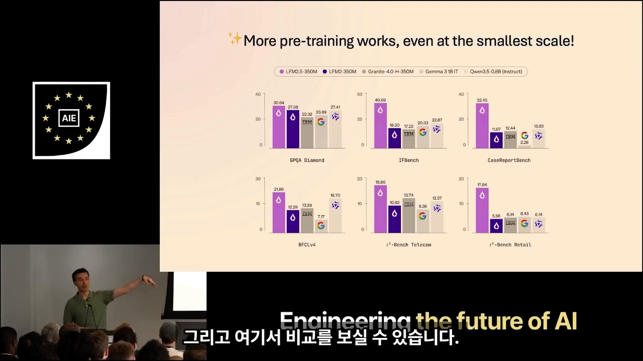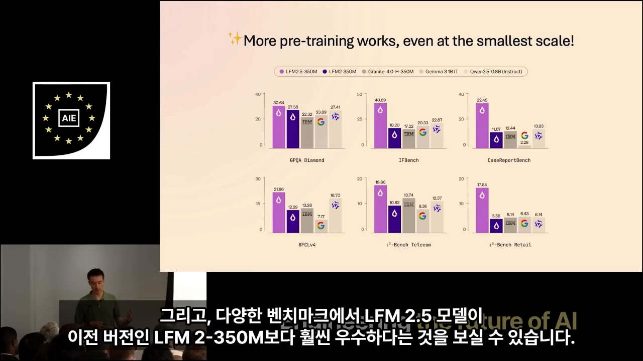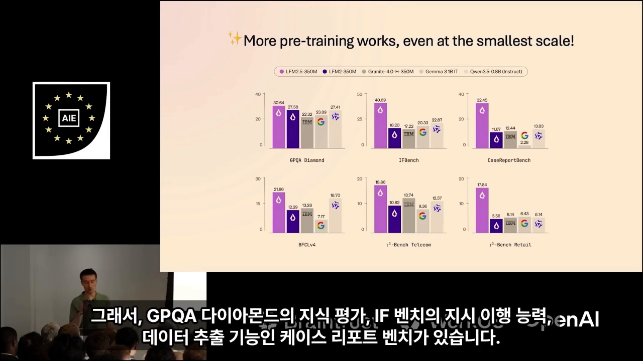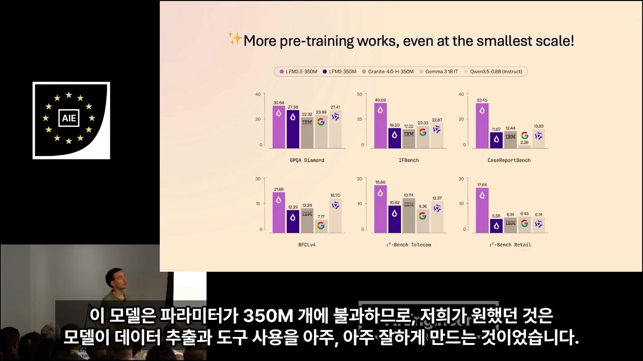And here you can see a comparison. It's not just for pre-training, it's for post-training models. And you can see that the LFM 2.5 model is significantly better than the previous version, LFM 2 350M, on a lot of different benchmarks. So you have knowledge with GPQA Diamond, you have instruction following with IFBench, you have CaseReportBench, which is data extraction, and also a lot of tool use with BFCL and Tau2 bench. With this model, it's only 350 million parameters.